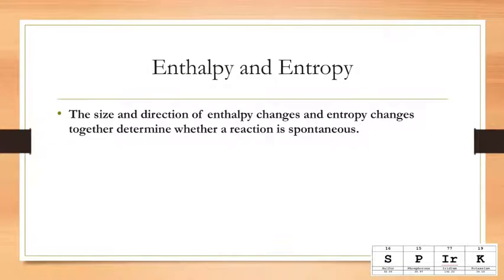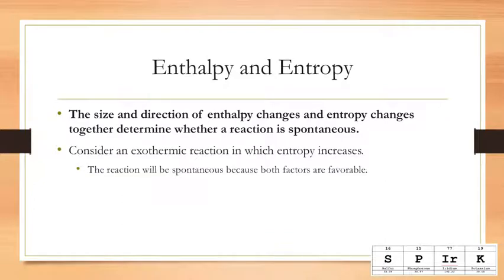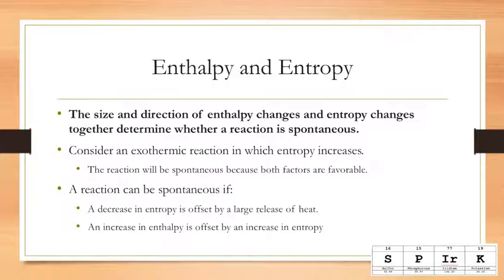The size and direction of enthalpy changes and entropy changes together determine whether a reaction is spontaneous. Consider an exothermic reaction in which entropy increases. The reaction will be spontaneous because both factors are favorable. A reaction can be spontaneous if a decrease in entropy is offset by a large release of heat. So if delta H is very large and delta S is very small, the reaction will be spontaneous. And an increase in enthalpy is offset by an increase in entropy.